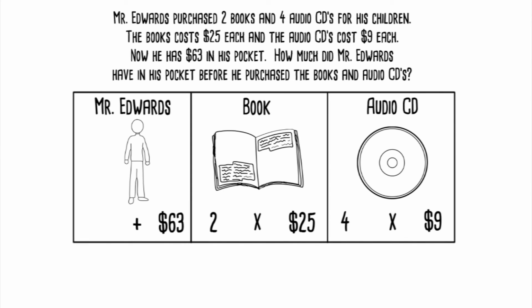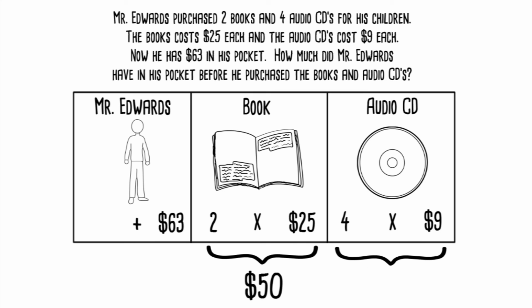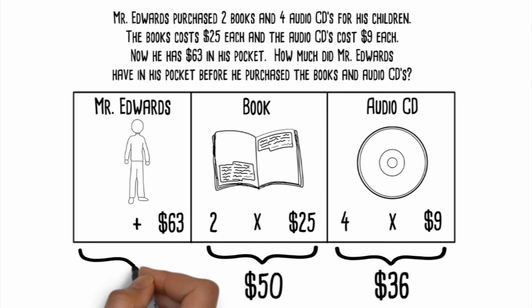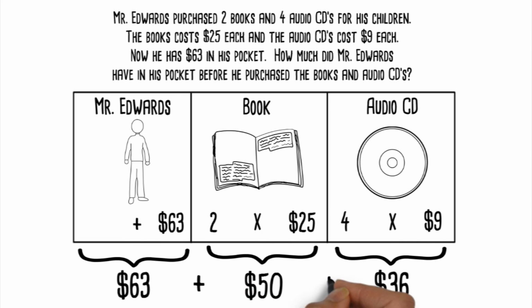We see that in box 2, 2 times $25 equals $50. This can be placed directly below the box. Next, we can see that 4 times $9 equals $36. And again, this can be placed directly below this box. Finally, looking at the math storyboard, we can clearly see that the equation has been set up. $63 plus $50 plus $36 equals $149.